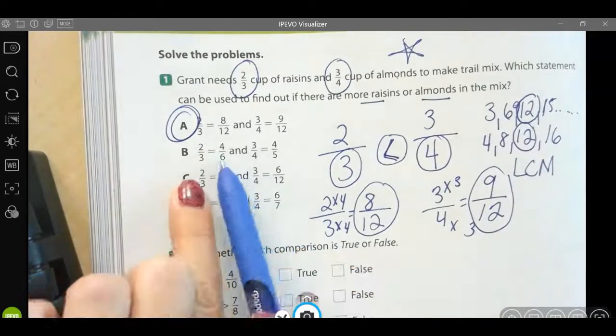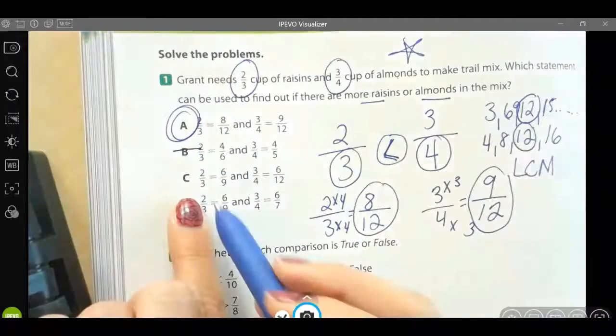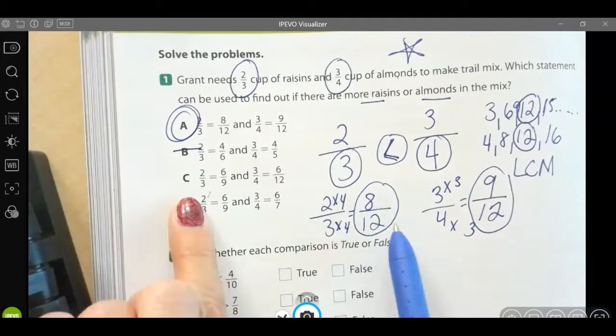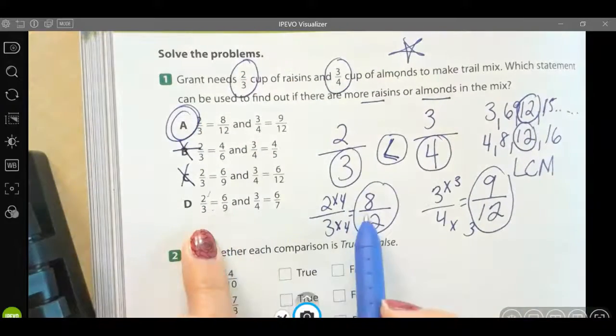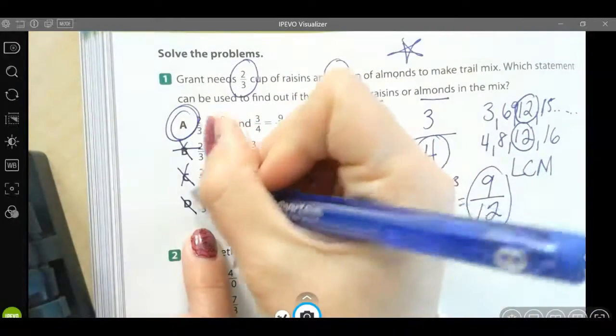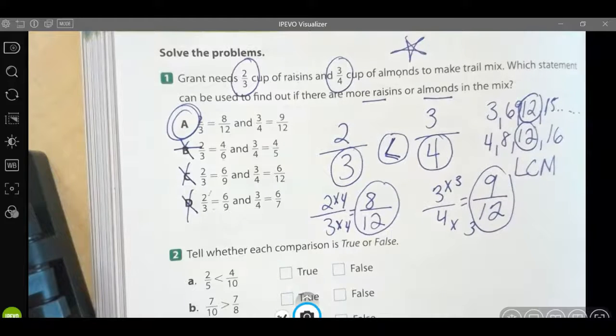Let's look through the rest of them. Does 2/3 equal 4/6? No. Does 2/3 equal 6/9? No. So the only correct answer is A. Okay?